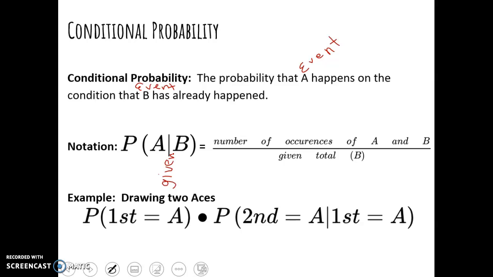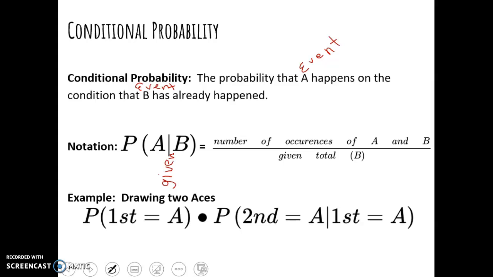And the formula is finding the probability by finding the number of occurrences of A and B together, and then dividing that not by the total of everything, but the total of B, of the given.